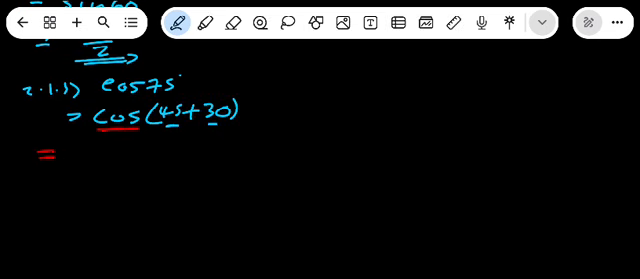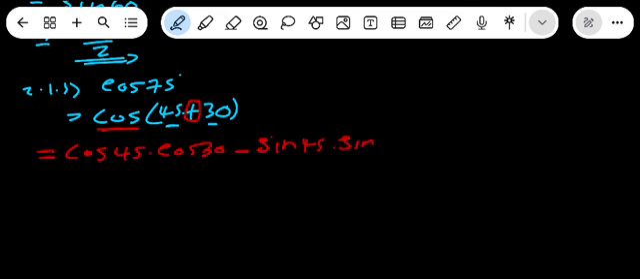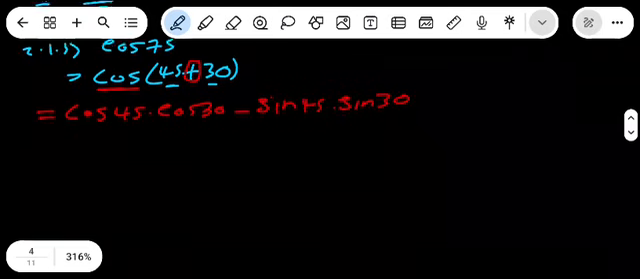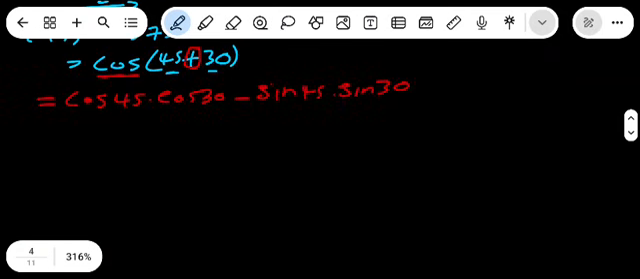So this will be cos 45 degrees multiplied by cos 30 degrees. You remember, you will change the sign. One of the cos, you change the sign, it will be negative now. Sine 45, you continue like that, 45 multiplied by sine 30. Alright, so this is what we have now.